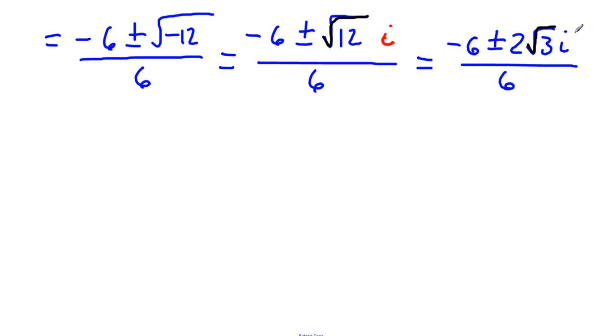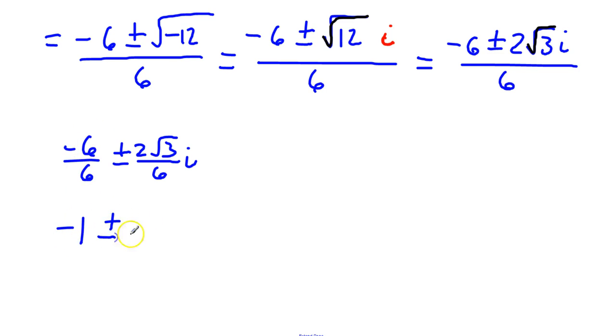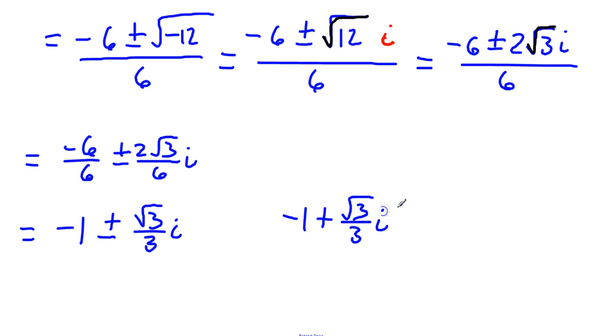Okay, and similar to the last one, where you've got the negative 6 over 6. We've got the plus or minus 2 square root of 3 over 6 and the i trailing behind it. That part, again, if you break it up as two separate fractions, well, now you can see that you've got a negative 1 in the front, and then the 2 over 6, you can make that square root of 3 over 3. Okay, so your two answers would be negative 1 plus the square root of 3 over 3, with i trailing behind it. You could also have negative 1 minus square root of 3 over 3 with the i trailing behind it.